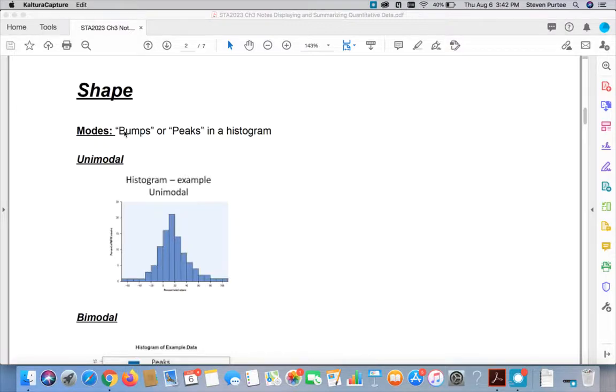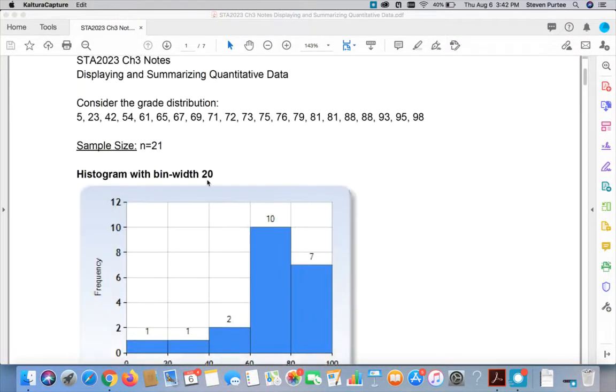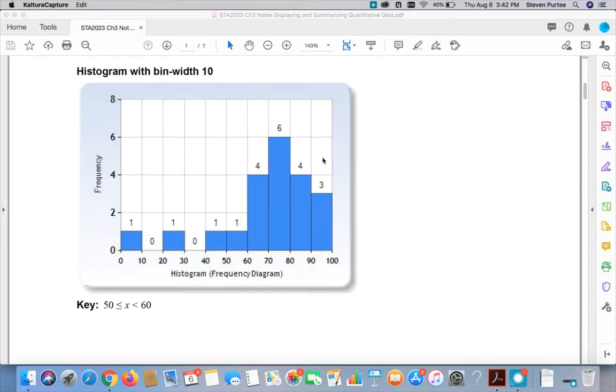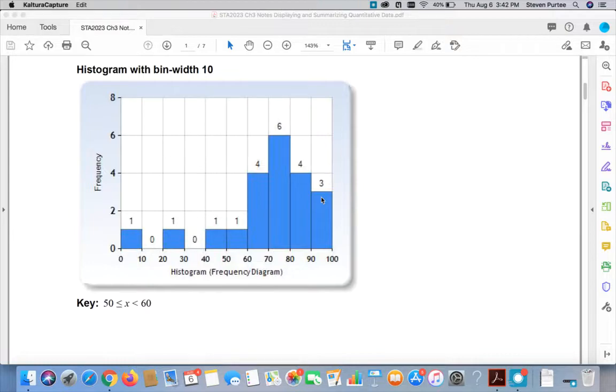We call those modes. I know in 8th grade you learned that the mode was the most common number, but that's a terrible definition. If we look at our distribution here, 81 appeared twice, 88 appeared twice. But neither one of those was really a typical grade. When we say measures of center, mode, median, and mean, what we mean is what was the typical, what was the average. And 81 and 88 were not average in any sense.